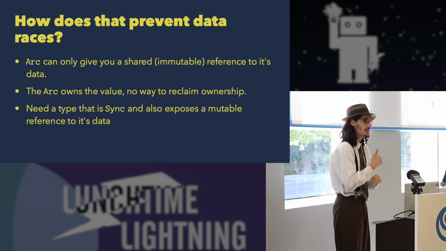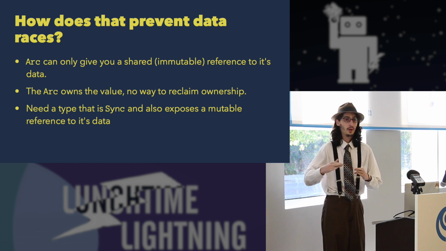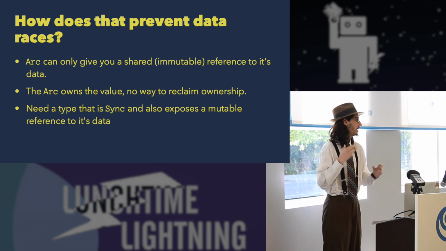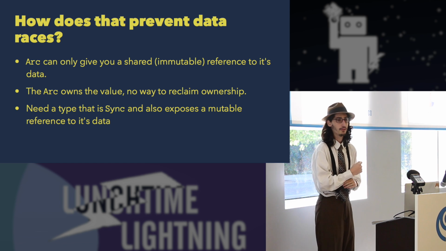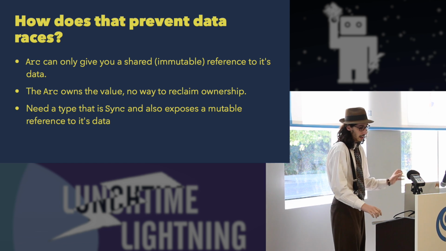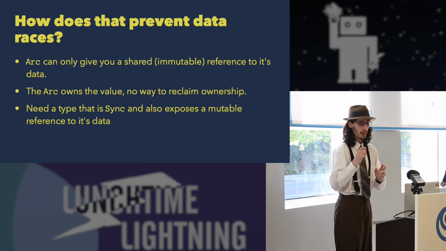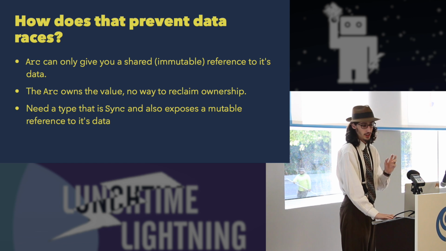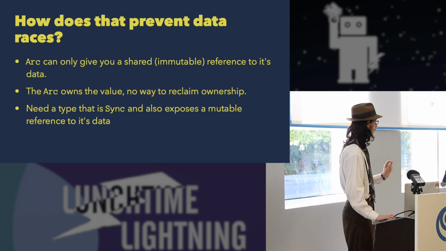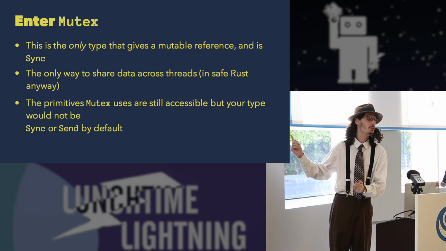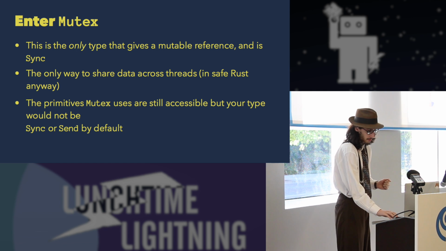So both RC and ARC, though, still don't let you have shared mutable state because they only allow you to have an immutable reference to the data that they own. And so you need a type that is both sync and is able to expose a mutable reference to its data if you want to share across it. And there's only exactly one type that does that in the Rust standard library. That is mutex.